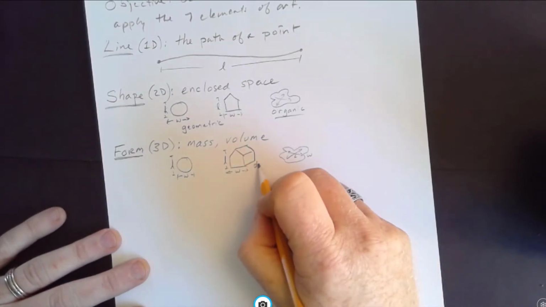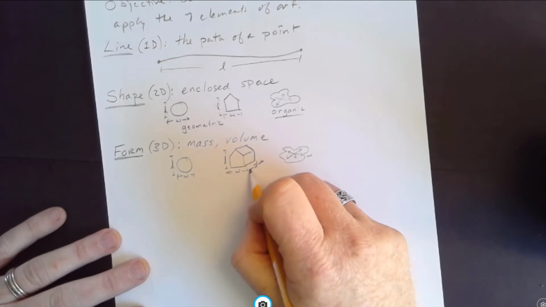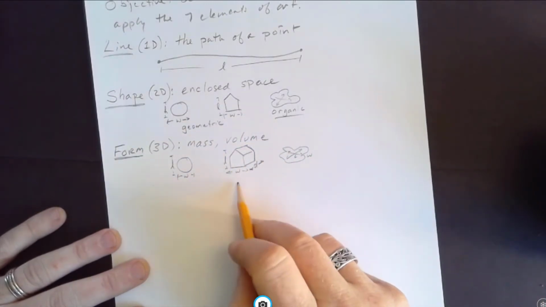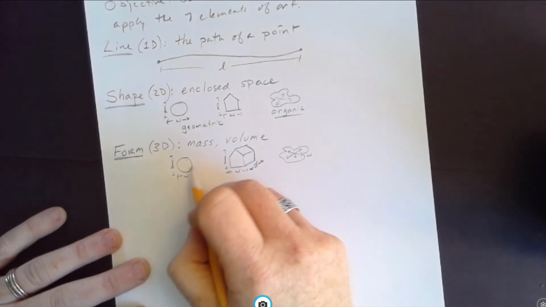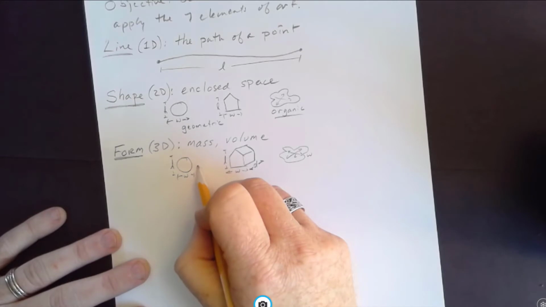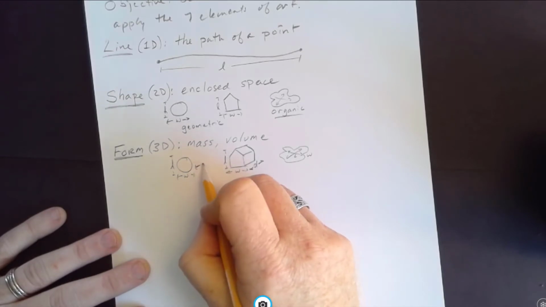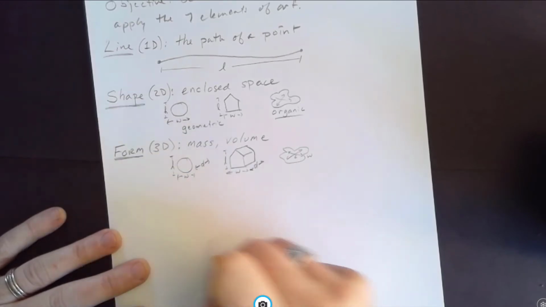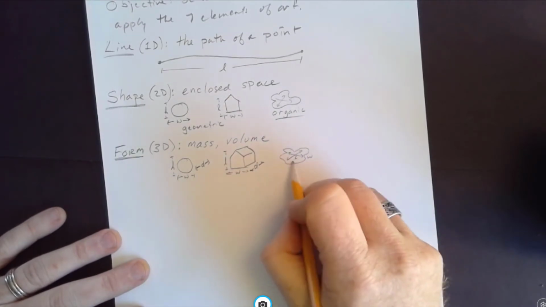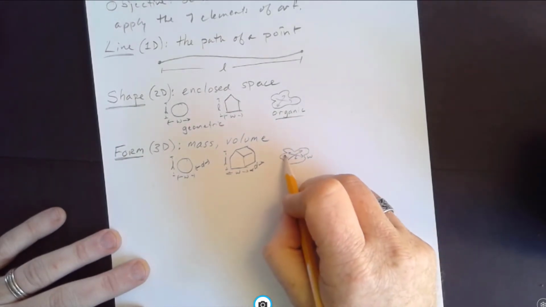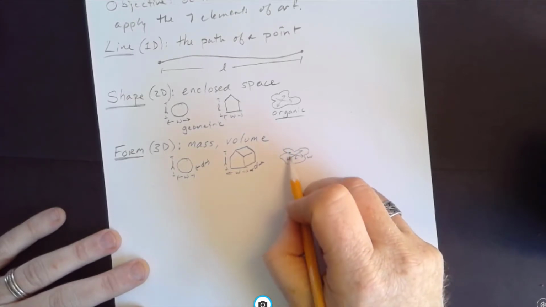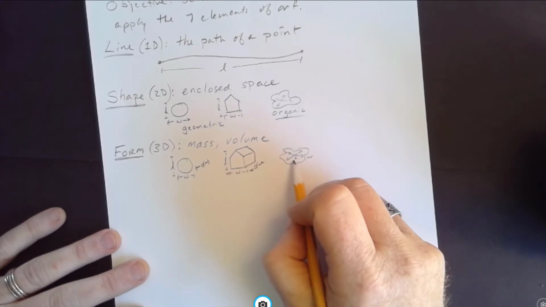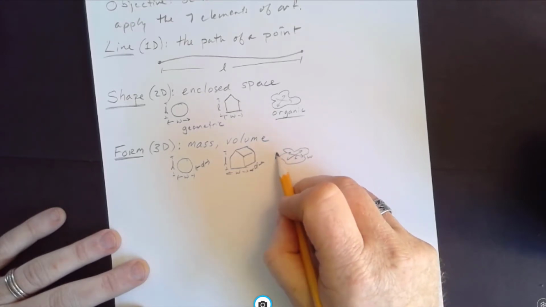So D for depth, going back into space. So that's why it's called 3 dimensions. You have length, width, and depth, or in this case, height, width, and depth. And the depth would be from the front of the sphere to the back of the sphere. And for this one, it would be length, width, and height. So how high is this blob resting? And so we would just put a little h here for height.